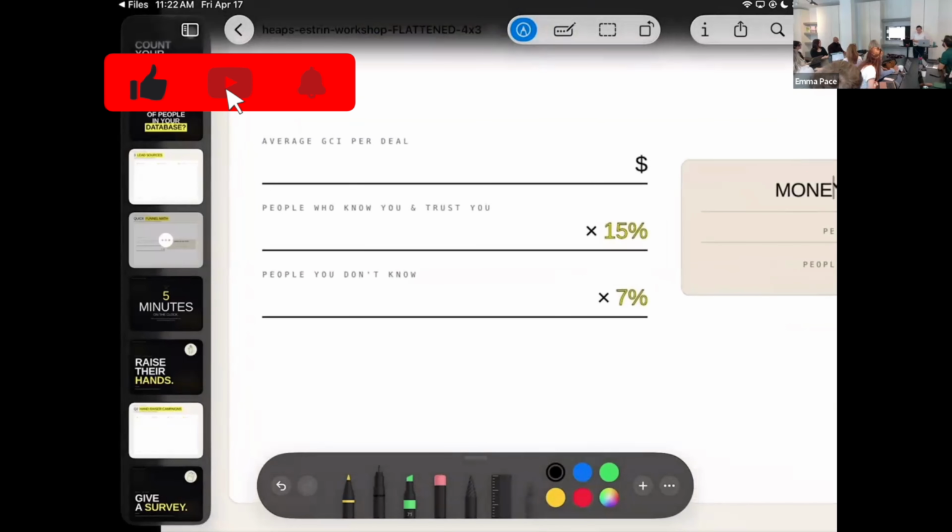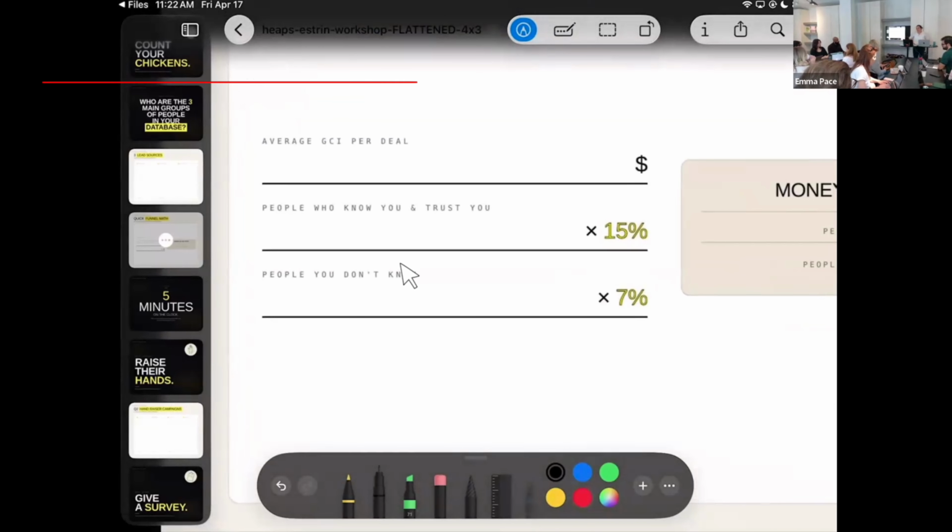So what's your average GCI per deal? They're all different. No, just individually. I can do someone's numbers for them and walk you through it. Someone want to? You're already volunteering, so let's do it. Let's just choose 15 to keep the numbers conservative.